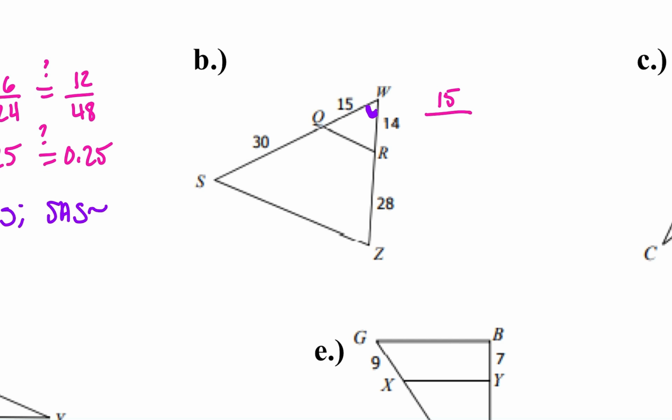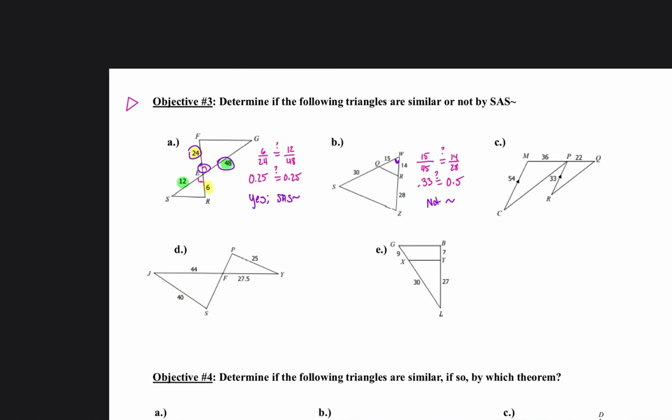So the top triangle is 15, and then the length of the whole triangle is 45. We got to ask ourselves, is it similar to? And again, we're going to do 14 on top, and then the whole thing 28. So 14 over 28. All right, so 15 divided by 45 is going to give us 0.33 repeating, and 14 divided by 28 is 0.5. So in this case, these two numbers came up completely different, so we would say not similar.